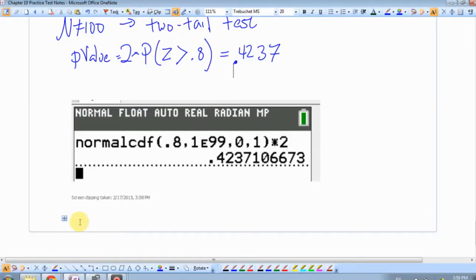Okay, so remember, HA: mu is less than a number, or HA: mu is greater than a number, are one-tail tests.